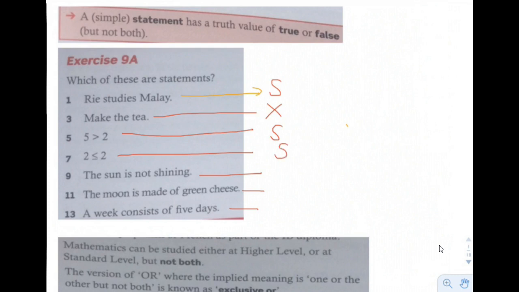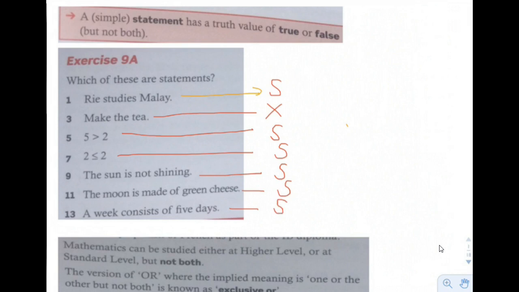So, the statement is the sun is not shining. Yeah, it's either not shining or it's shining. The moon is made of green cheese. Yeah, that's false, so it's a statement, right? A week consists of 5 days. That's false, so it's a statement, right?